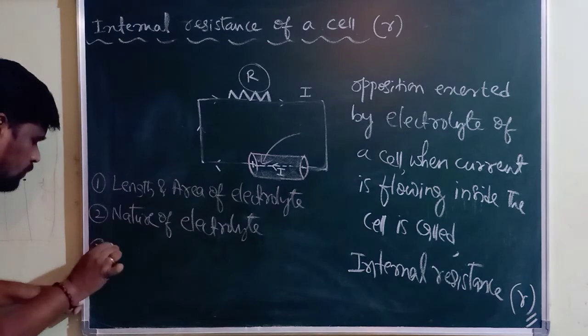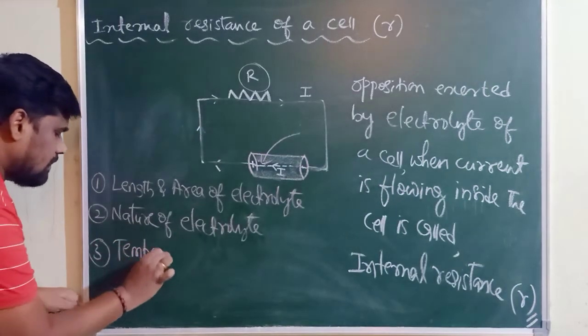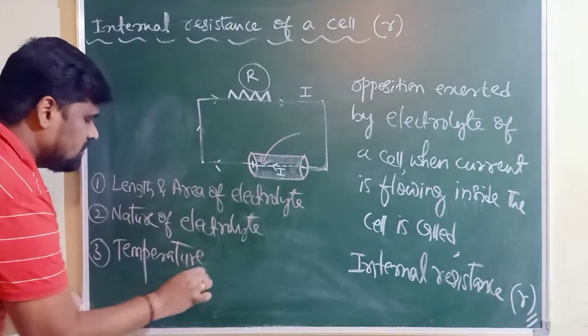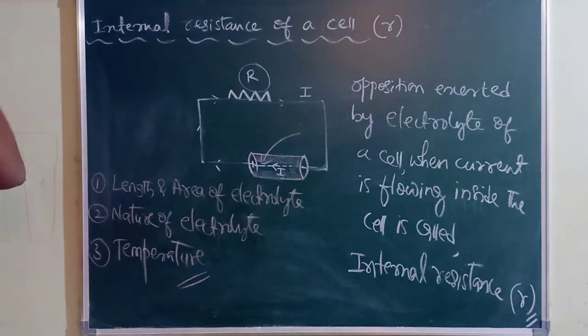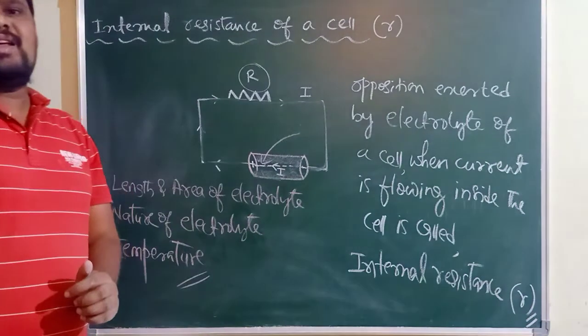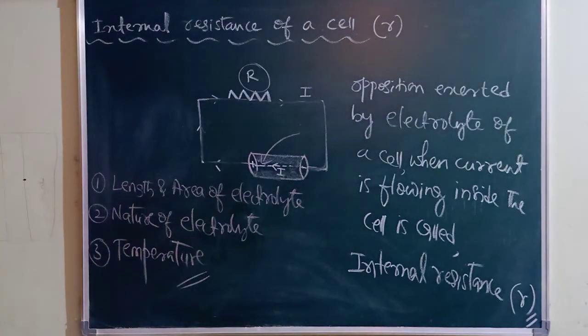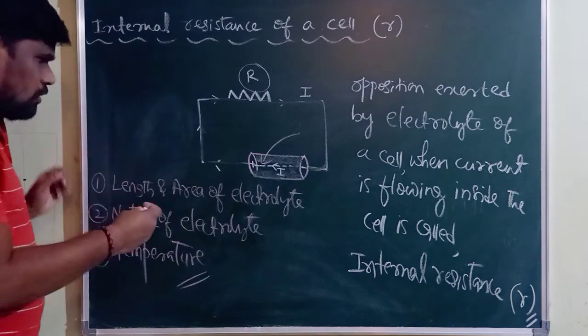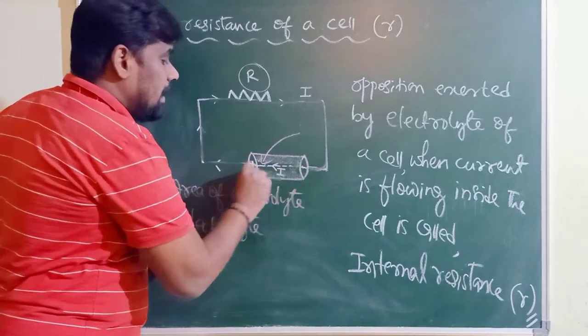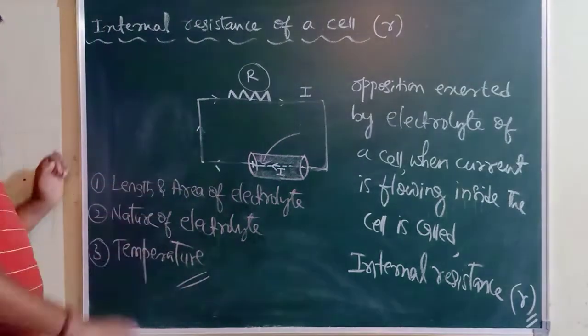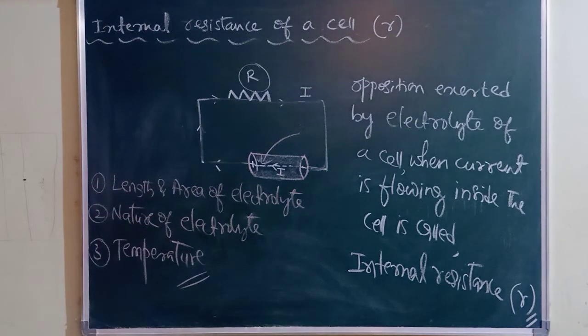Third, it also depends on the temperature of the cell. Sometimes the temperature of the cell may increase. If the temperature of the cell increases, internal resistance is also going to change. Therefore, the internal resistance of a given cell depends on the length and area of the electrolyte, or else on the distance between the electrodes.